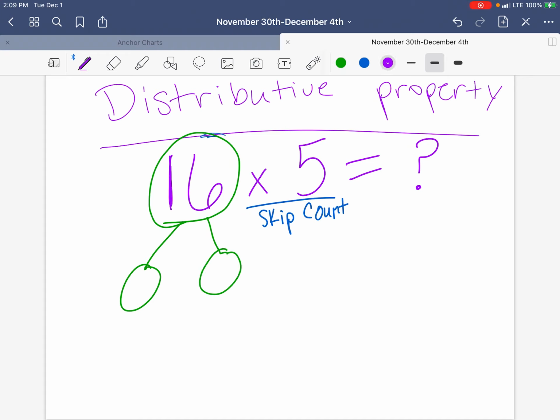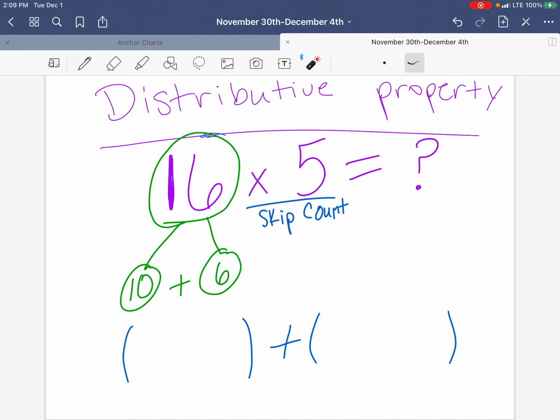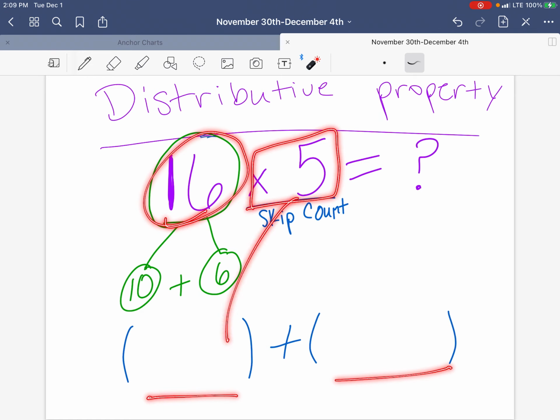Well, once again, I see a 10. So I'm going to start with the 10. And 10 plus what equals 16? 10 plus 6 equals 16. All right, so now I'm going to make parentheses where I add them together because I'm going to distribute the 16 between two equations. And the 5 is going to go to both of them.